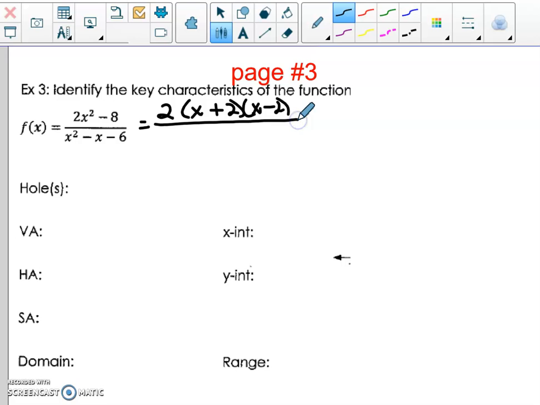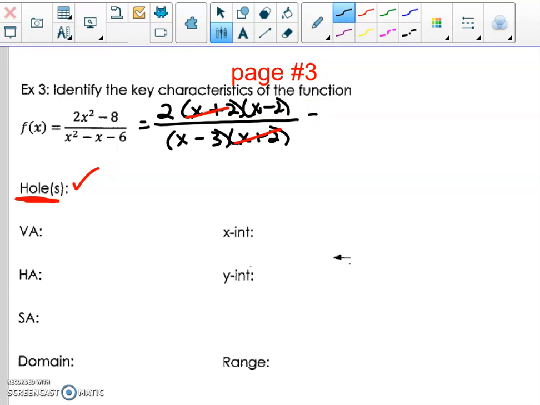On the bottom, we have an easy trinomial. It's going to be x minus 3, x plus 2. Now, if you'll allow me, actually, no, we're just going to do it right here. All right, so we get x plus 2 to cancel. So that means we will have a hole, okay? So we'll get to that in a minute.